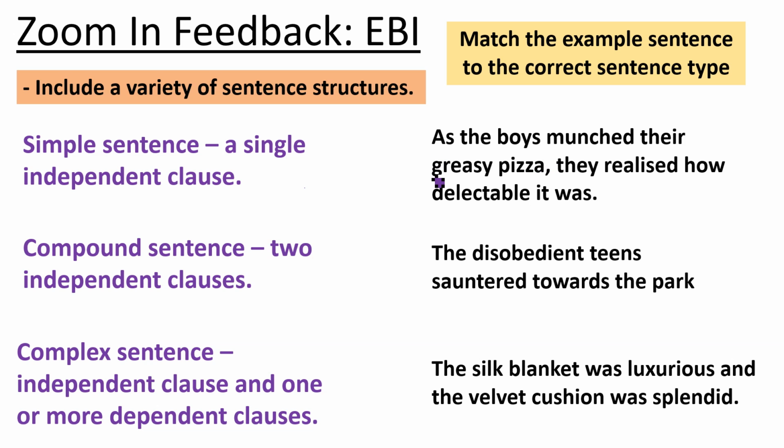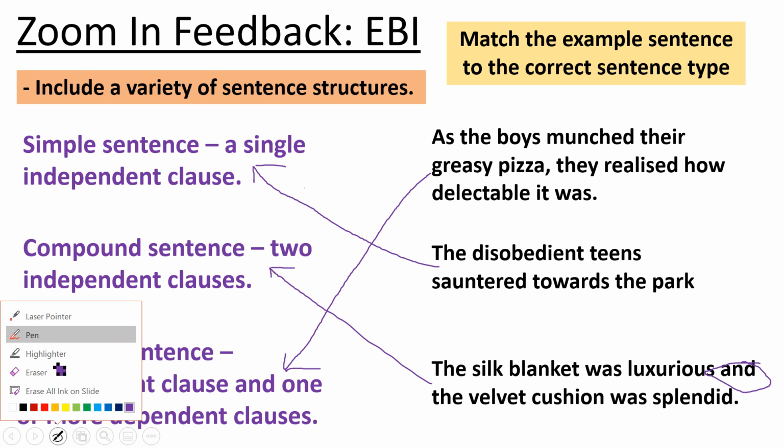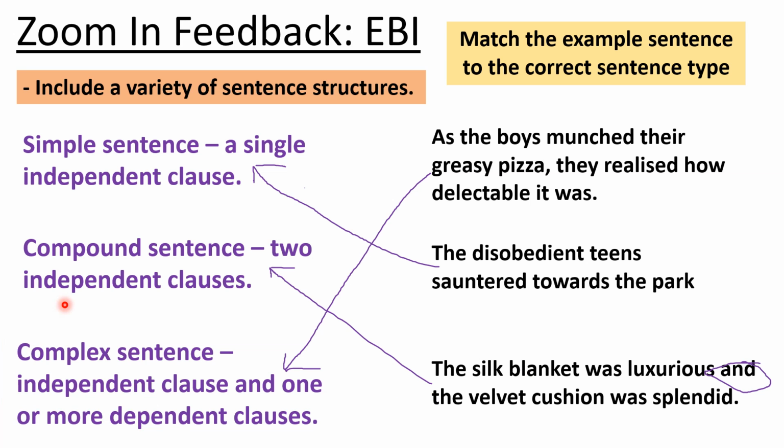I know that that is a complex sentence because there is a main clause and a dependent clause. Number 2, the disobedient teen sauntered towards the park. That's a simple sentence. There's no punctuation or conjunction there. And then that means this one is a compound sentence, and the word "and" gives that away. And also the fact that the silk blanket was luxurious, the velvet cushion was splendid, are both sentences that make sense on their own. Pause the video and make any corrections here that you need to, please.